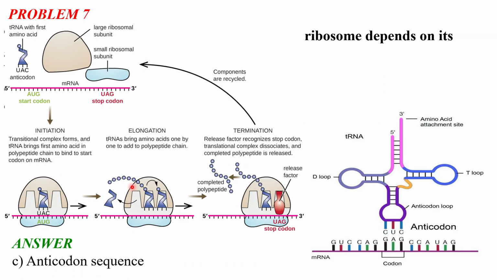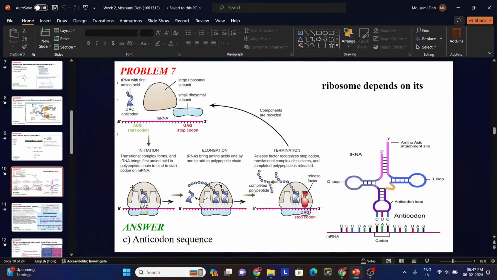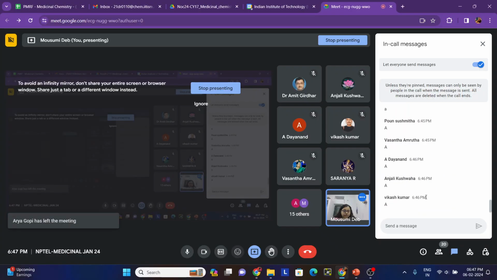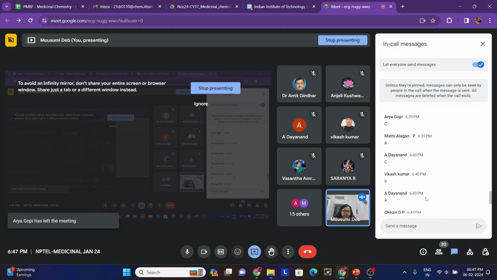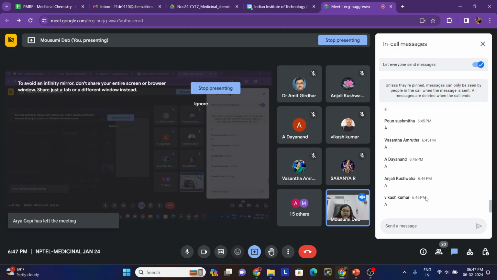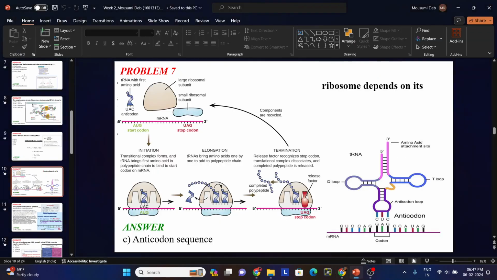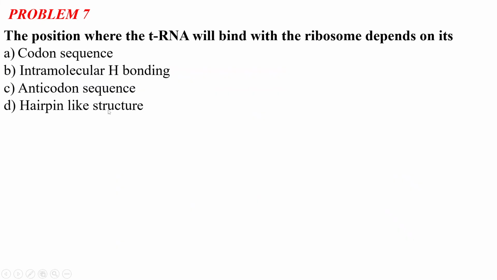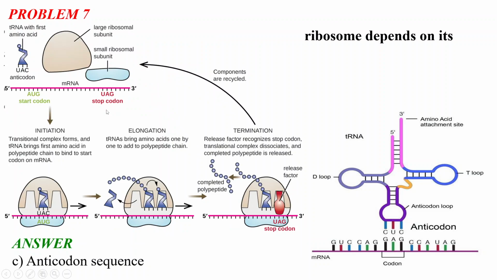Let me check the chat box. Number A, number A, number A. So, I think I have number A as the answer, the most given answer. Now, let us check and let us discuss about it.